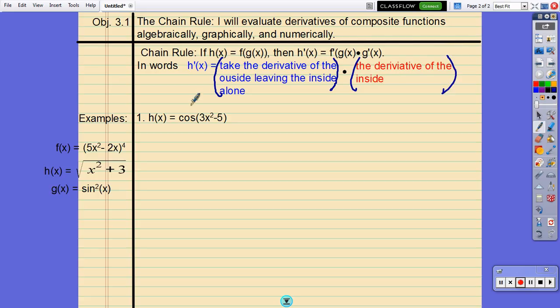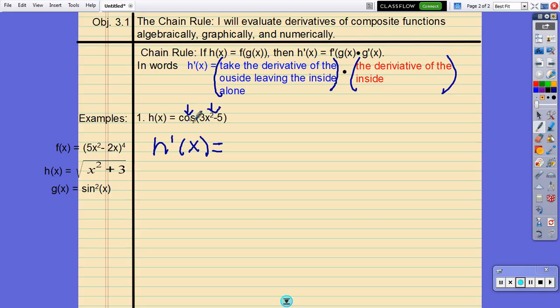Here we go. I have an example. H of x equals cosine of 3x squared minus 5. Again, the goal is to take the derivative of a composite function. We're going to use the chain rule. But first, let's identify the inside and the outside. So here you can see that the inside, right here, is made out of 3x squared minus 5, while the outside is cosine. Okay? So to take the derivative, I'm simply going to follow the rule. I'm going to take the derivative of the outer function, which is the cosine. And I'm just going to leave everything else alone.